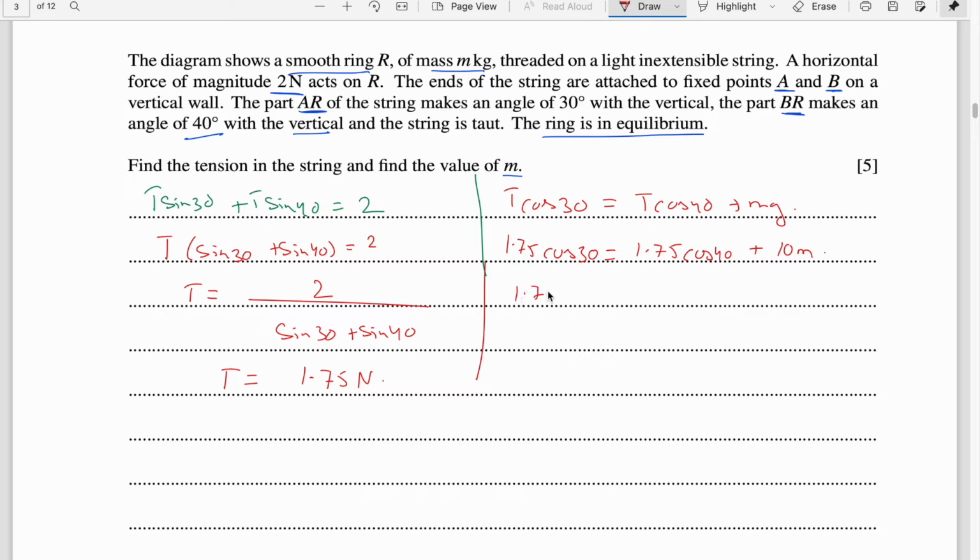So 1.75 cos 30 minus 1.75 cos of 40 equals 10M. And 10M comes out to be 0.17496, where M equals 0.017496 kgs, or approximately equal to 0.0175 kgs.